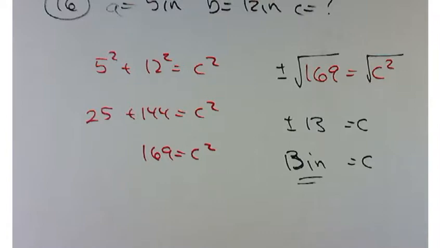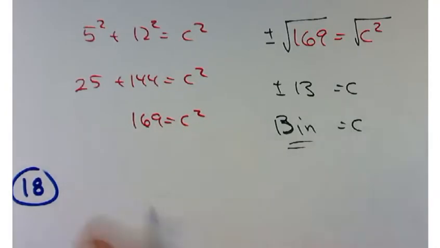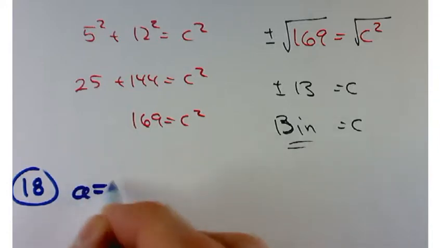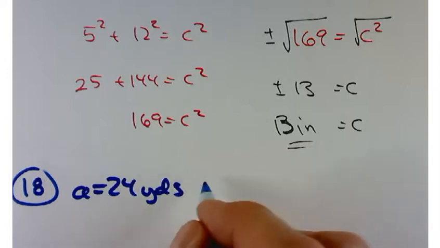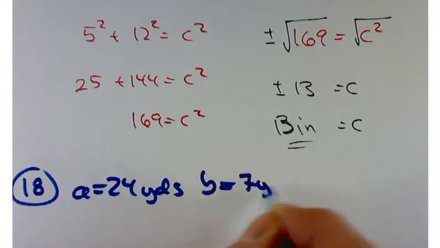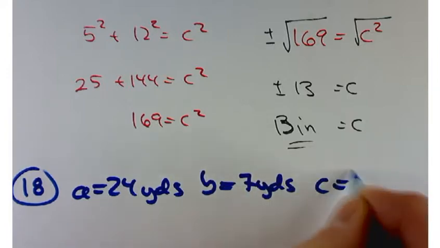Okay, so not so bad. What else? Let's try a different one. Are we okay with that first example? Should be a nice warm-up example. All right, good. Let's try problem number 18. A is 24 yards. B is 7 yards. And again, we want to find C.